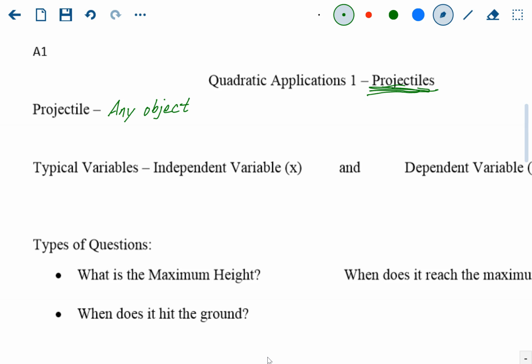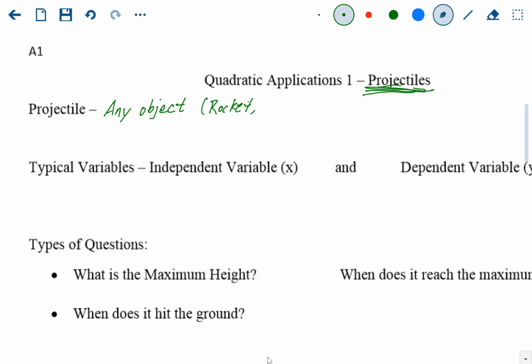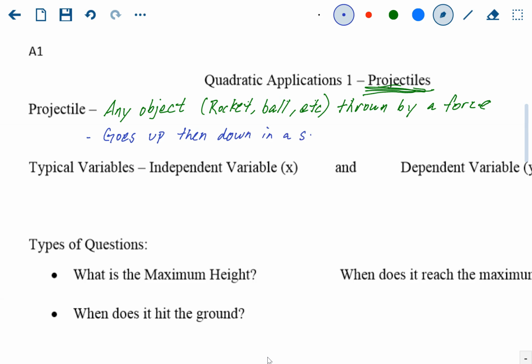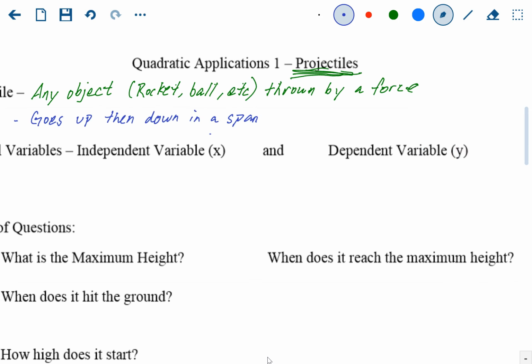Usually we're going to talk about rockets or balls or anything that can be projected through the air. Any object that is thrown by some force. Rockets have an engine, balls you throw or you hit. Basically, that's the scientific definition. It's anything that goes up and then comes back down over some span of time.